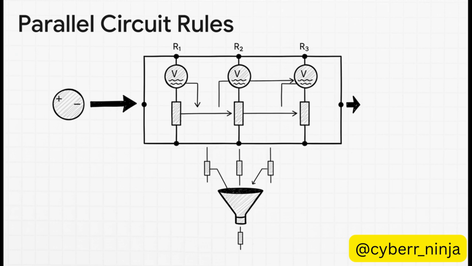Adding more resistors in parallel actually lowers the total resistance. It's like opening more checkout lanes at a store. More paths means less overall opposition to the flow.